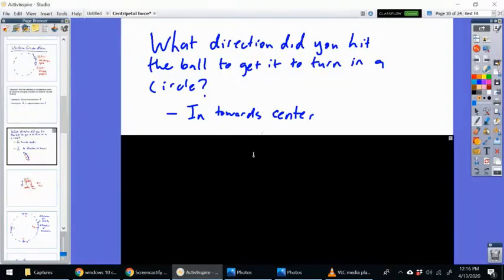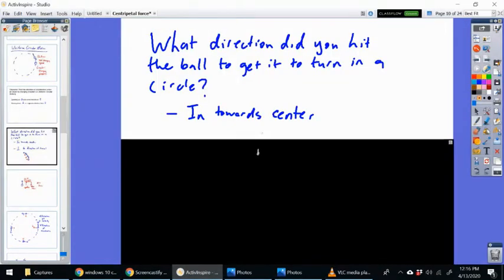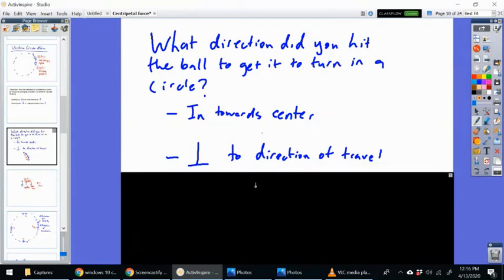And notice the direction I'm hitting it is always perpendicular to the direction it's traveling right at that instant, okay? So the second way we can describe this direction is perpendicular to the direction it is traveling, all right? Now, I want you to understand this not as two separate ideas, but as two different ways of describing the same thing. Like these two things describe the same direction.